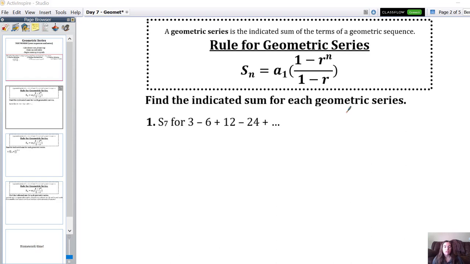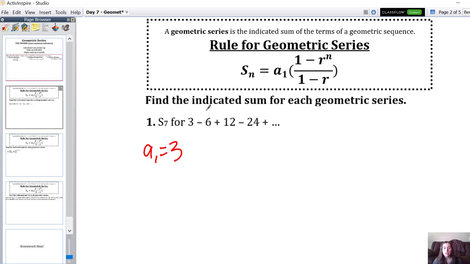In number 1, we need to find the indicated sum for this geometric series, and that sum is the first 7 terms. We've got 3 minus 6 plus 12 minus 24, and so on. In our rule for a geometric series, we need the very first term. We know that's 3. A sub 1 is 3. We also need the common ratio.